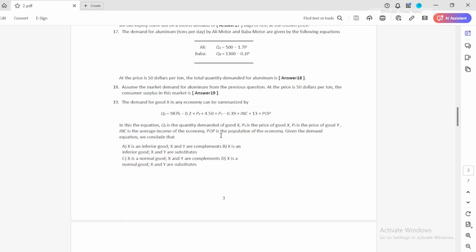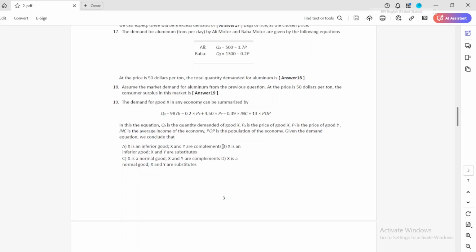Now, what about the substitute and complement? For substitutes, the price of one good and the quantity of the other good should move in the same direction. That is, when you increase PY, QX should also increase. When you decrease PY, QX should also decrease. So in this case, when PY increases, QX also increases because it is the positive sign. Okay, so X and Y are substitutes.